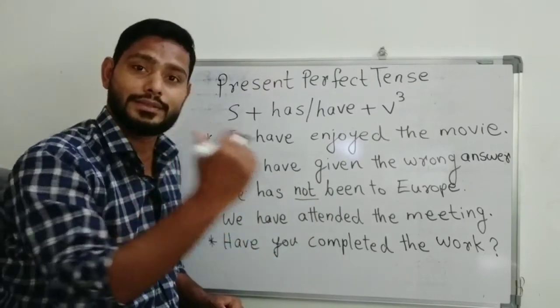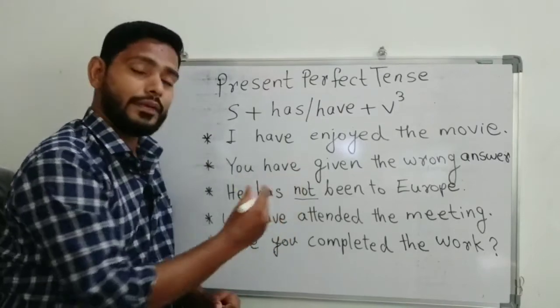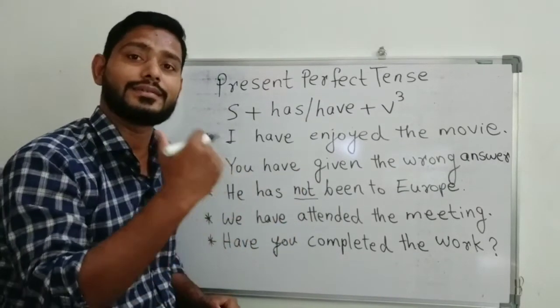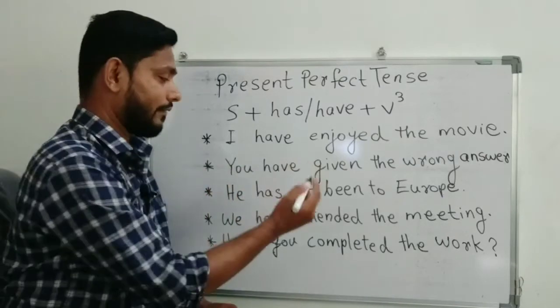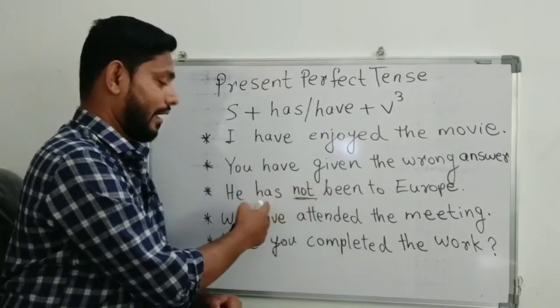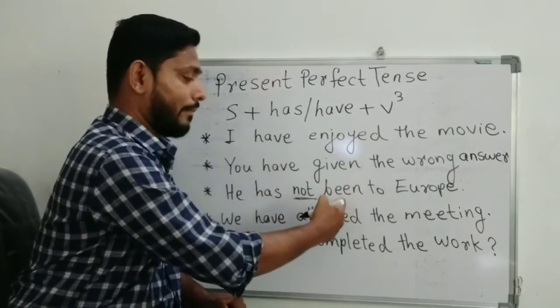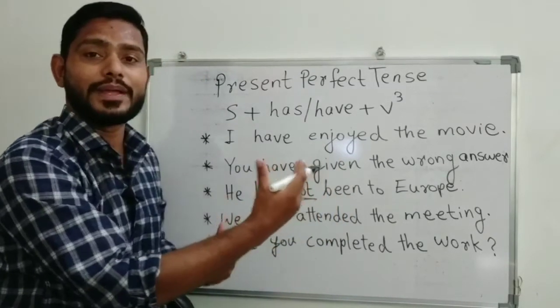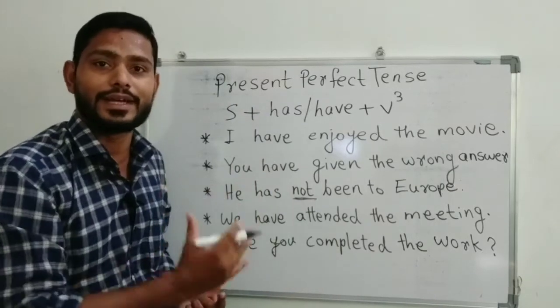I will make it very clear to you. If we want to make a negative sentence in present perfect tense, we have to add "not" in between the auxiliary verb and the main verb, so that the sentence will become negative. Hope it's very clear to you.